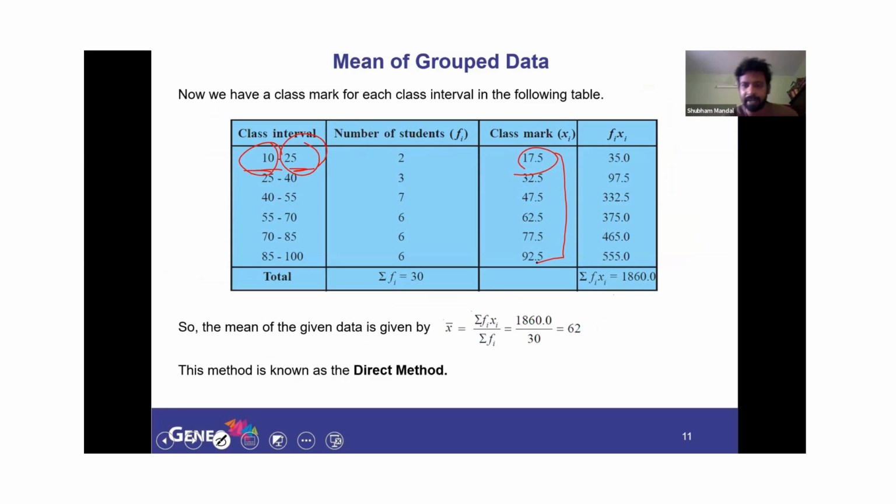And finally, the mean of the data. The mean will be the number of students, Fi, into Xi, the class mark. You multiply each: 2 into 17.5, 3 into 32.5, 7 into 47.5. You multiply each of them and add them up. You'll get 1860 divided by sigma Fi, the original formula: sigma Fi Xi by sigma Fi. This method is known as the direct method.